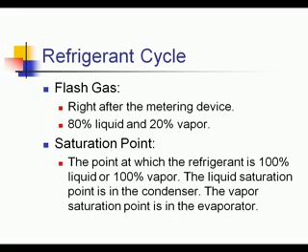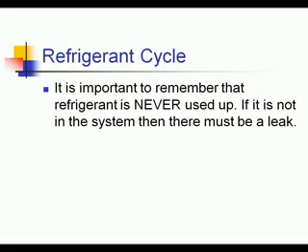Subcooling is a sensible heat change in the condenser coil following the change of state. When the condenser coil completely condenses the high pressure vapor to a liquid, the temperature should drop an additional 10 to 20 degrees when it enters the liquid line. Again, sensible heat change following the condensing point. Flash gas is right after the metering device. It's 80% liquid, 20% vapor, or 75 and 25.